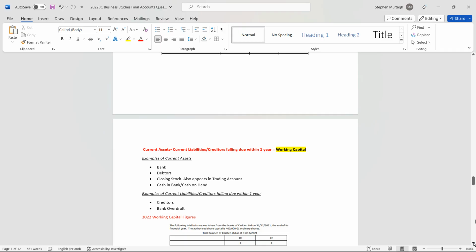If you've gone over your limit in your account, you owe that back to the bank. So there are the ones, as I said, to look out for in these types of questions.